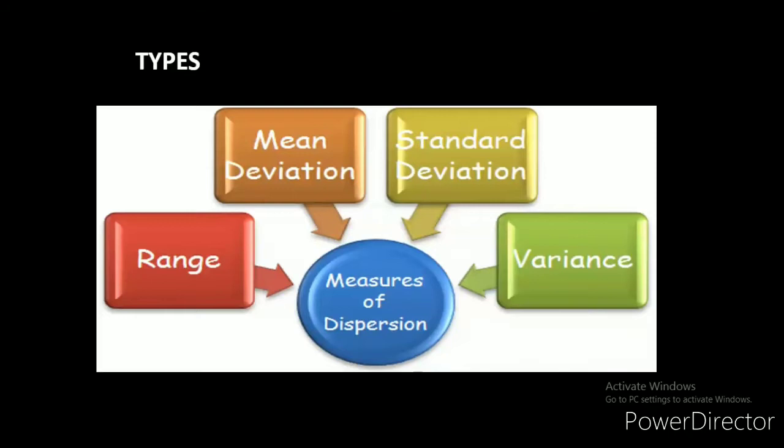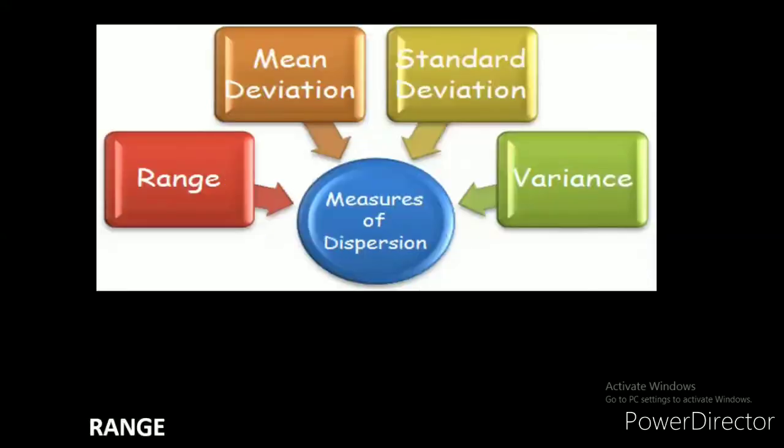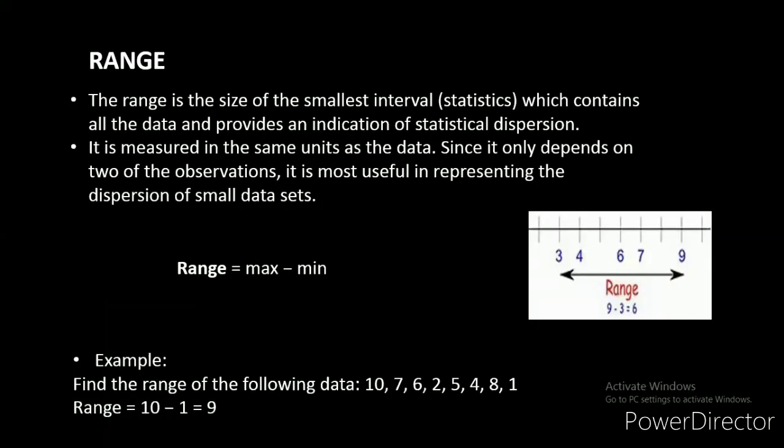Now the different measures of variation. There are the following 4 different measures of variation. First one is the range, second one is mean deviation, third one is standard deviation, and fourth one is variance. We will study them one by one with examples.